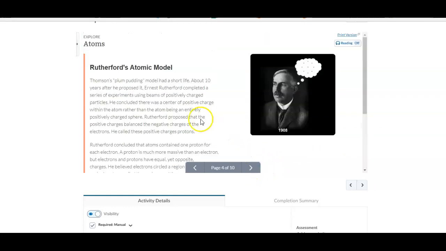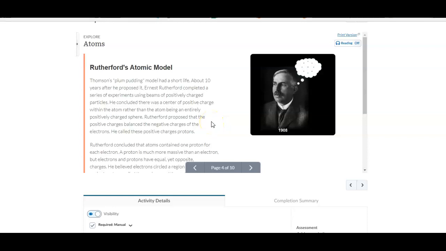Going on, Rutherford in 1908 adapted our model a little more. Thomson's plum pudding model had a short life. About 10 years after he proposed it, Ernest Rutherford completed a series of experiments using beams of positively charged particles. He concluded there was a center of positive charge within the atom rather than the atom being an entirely positively charged sphere. Rutherford proposed that the positive charges balanced the negative charges of the electrons.